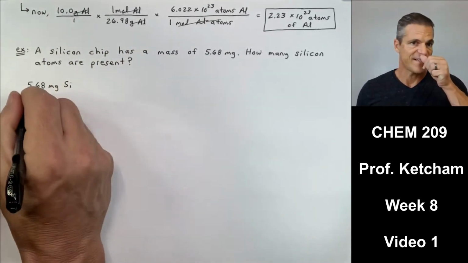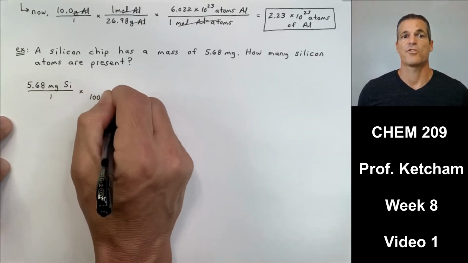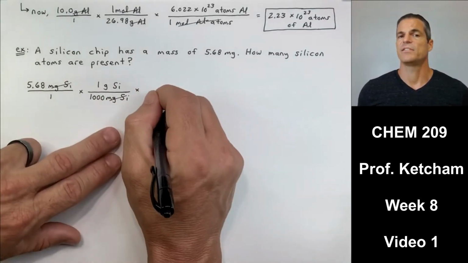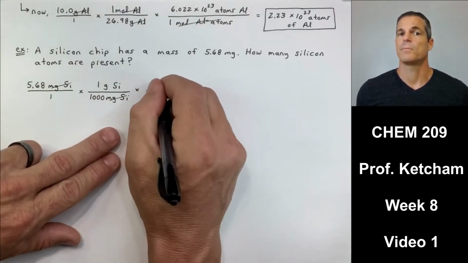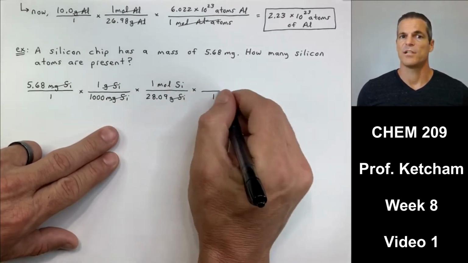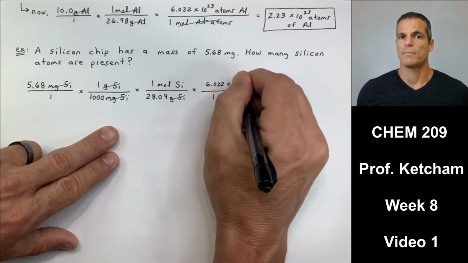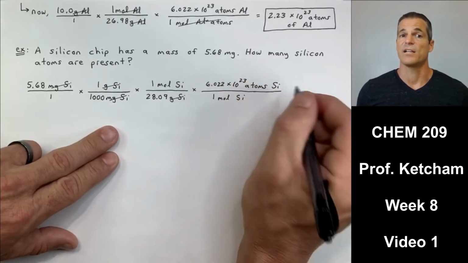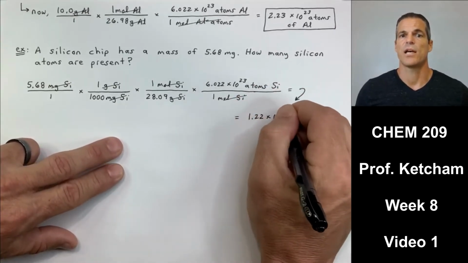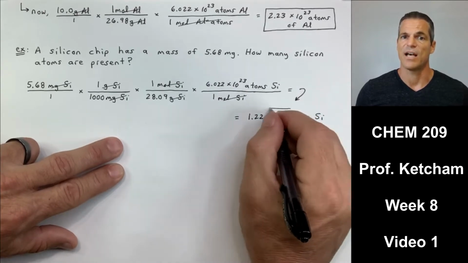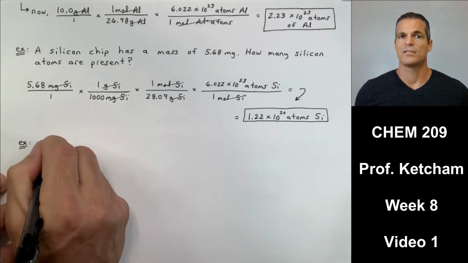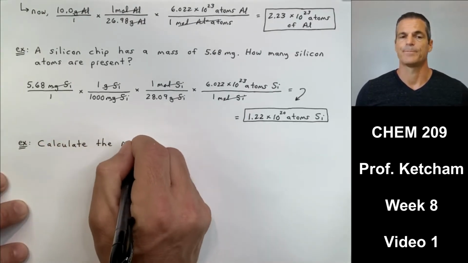All right, so the first full example on this, page 3 of our notes, says a silicon chip has a mass of 5.68 milligrams. How many silicon atoms are present? Start with what you're given, put over 1. Milligrams turns into grams of silicon. For every 28.09 grams of silicon on the bottom, I have 1 mole of silicon on top. And then 1 mole of silicon contains 6.022 times 10 to the 23rd atoms of Si. Started with 3 sig figs, my answer is 3 sig figs. 1.22 times 10 to the 20th atoms of Si.